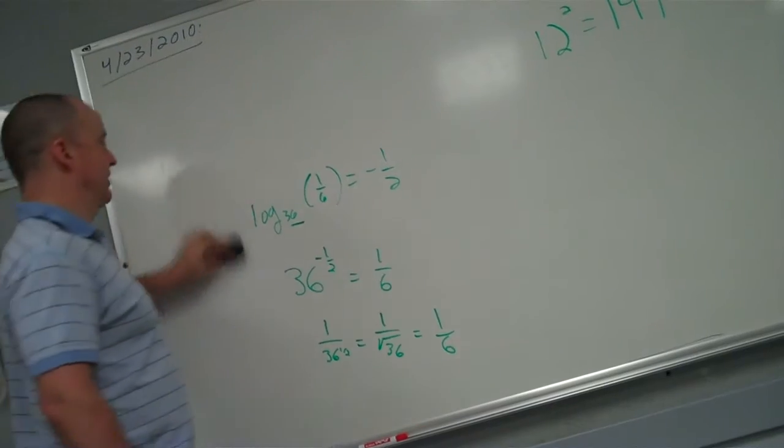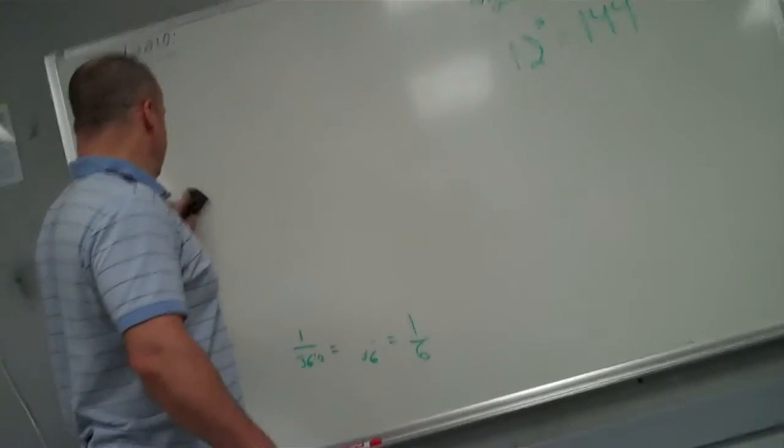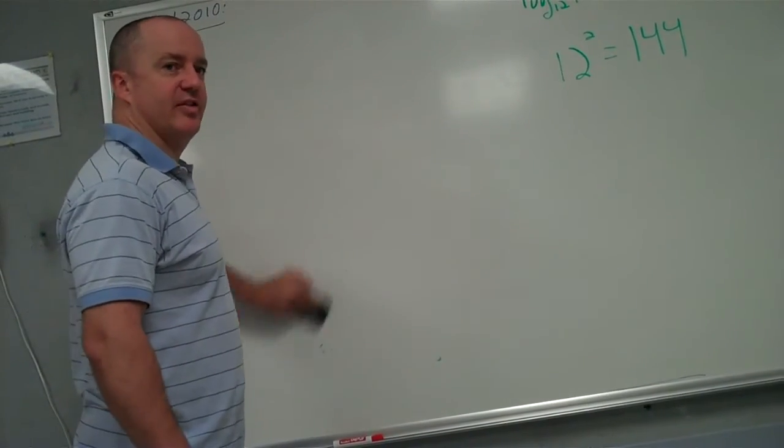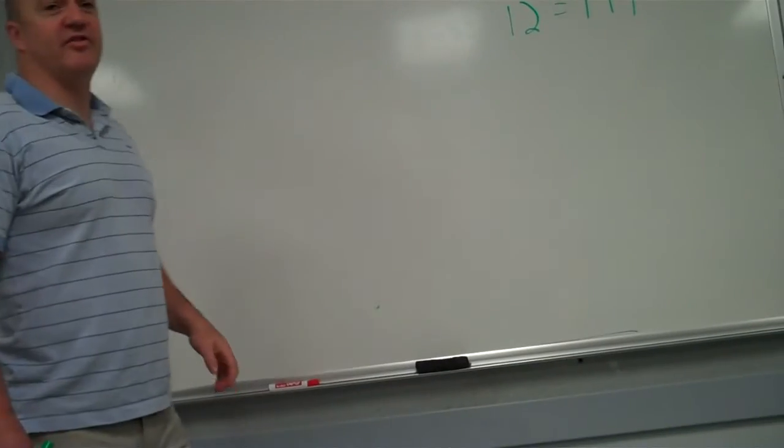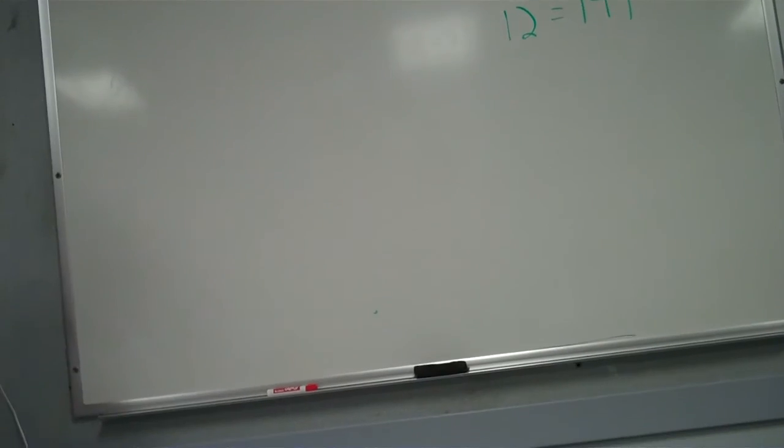5 to the 5th is 125, right? No, it's something huge. 5 cubed is 125. 5 to the 5th is 3,000 and something. I forget off the top of my head.